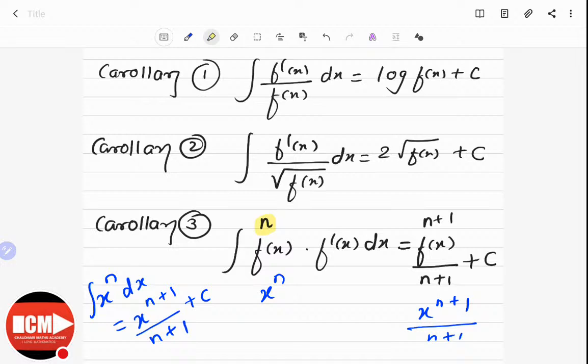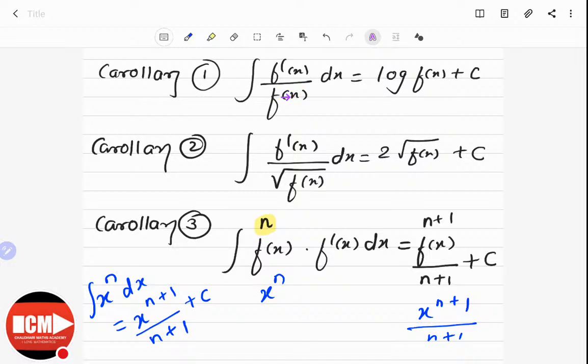Here if you observe, this is the function, and this is its derivative. So if you observe all these three corollaries, a function is always there and its derivative is immediately present in the integration, because this is what the substitution requires. A function and its derivative is a problem of substitution. So these are all corollaries that belong to the substitution method. These are all shortcuts, we can say.